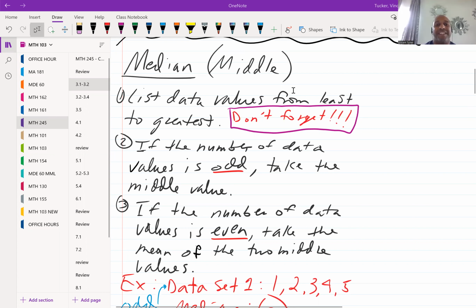All right, so median. List your data values from least to greatest. Don't forget that a lot of times people forget that first step, and then from there, of course, all your answers are going to be wrong, because you have to list your data values from least to greatest. Now, steps 2 and 3 aren't necessarily two different steps. They're two different scenarios. If your number of data values is odd, then you take the middle value. If the number of data values is even, then you take the mean of the two middle values. I'll show you what that means in a second.